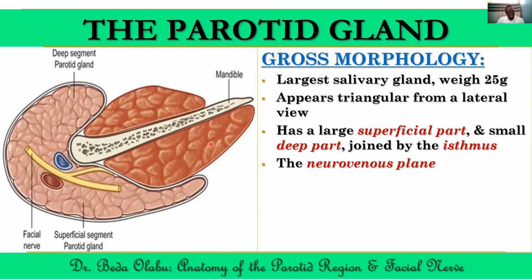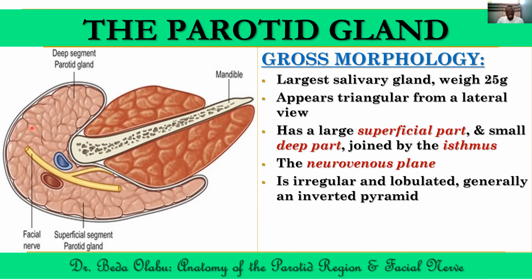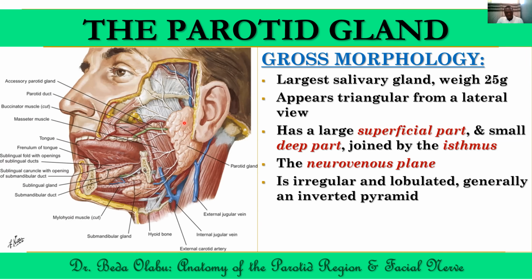As you can see here, this is the mandible. So we can talk about this to be the mandibular ramus. And you can see the nerve and the vein fall along that plane, separating the superficial from the deep part. The junction between the two is what we call the isthmus of the parotid gland. In general, the gland is irregular and lobulated. And if you look at it in terms of that triangle, it's actually an inverted pyramid. That means that the apex of the gland is basically inferior. This is the apex, and so the base will be somewhere above.